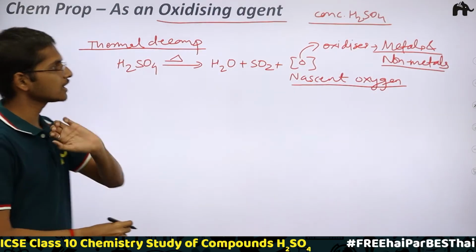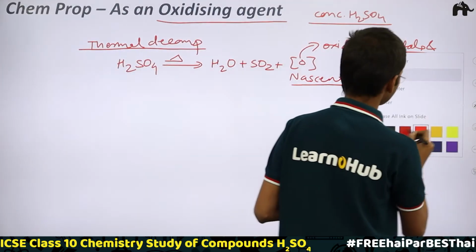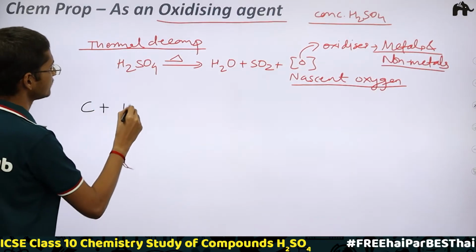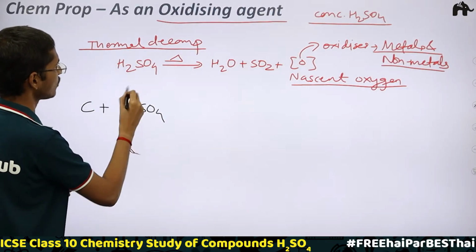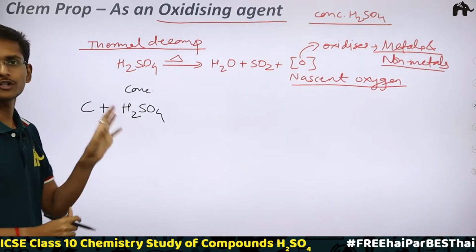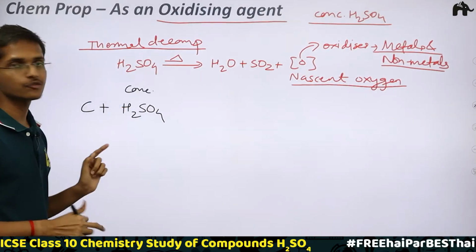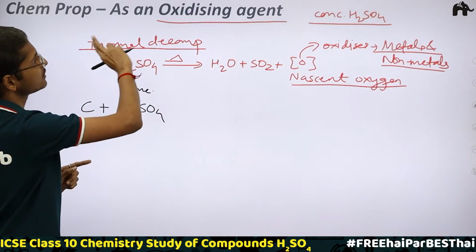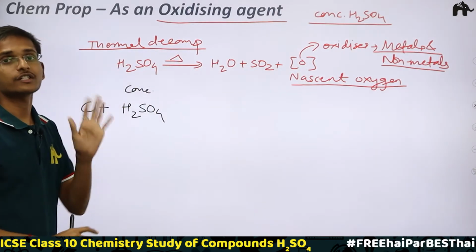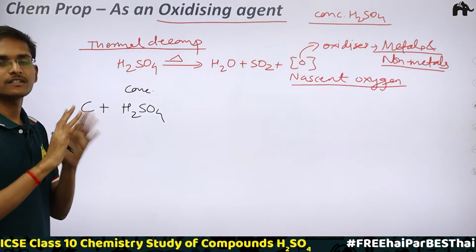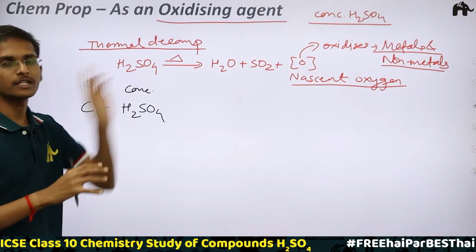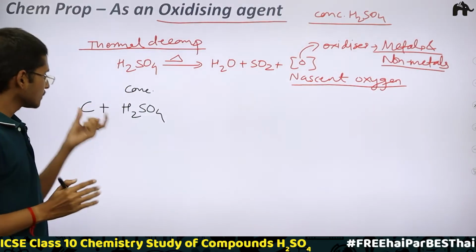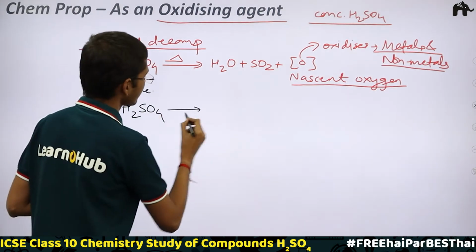So let's start with carbon and sulfur. Carbon, let's take it black. When it reacts with the sulfuric acid, concentrated one I'm talking about here, don't miss out this thing, concentrated sulfuric acid, because the oxidizing agent property of sulfuric acid is only for concentrated sulfuric acid. Dilute sulfuric acid doesn't show this oxidizing property. Keep this in your mind. Clear?